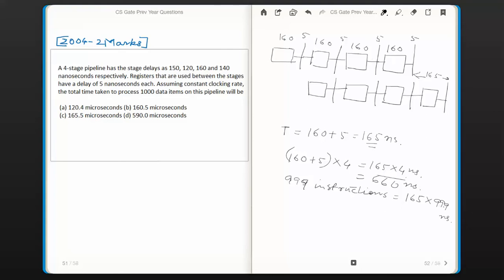And now coming to 165 into 999, we can actually lessen our headache of calculating this by considering it as 165 into 1000 minus 165, right? We can simplify this. So 165,000 minus 165. So this would be 164,835. And to that, if you add 660, it would come out to be 165,495. Hope it is visible to you. 8 plus 6 is 14, 1 in hand, 5, 6, 1.